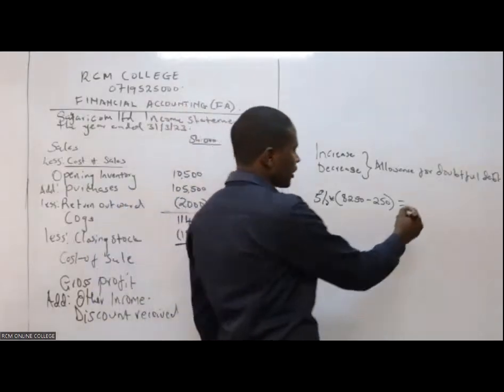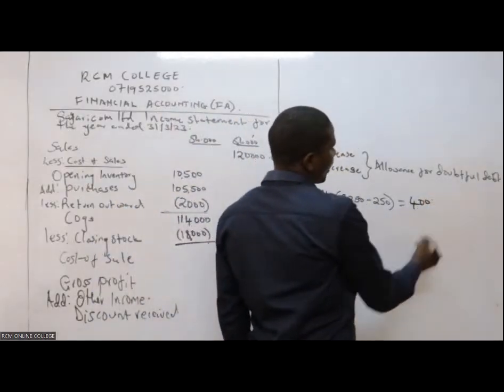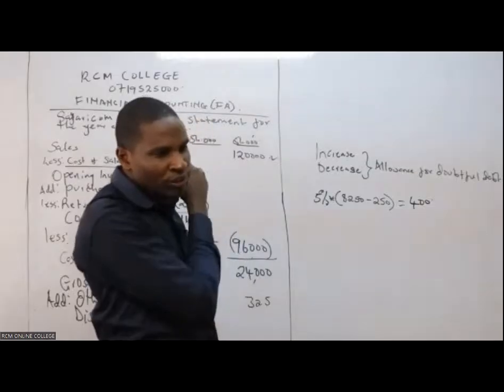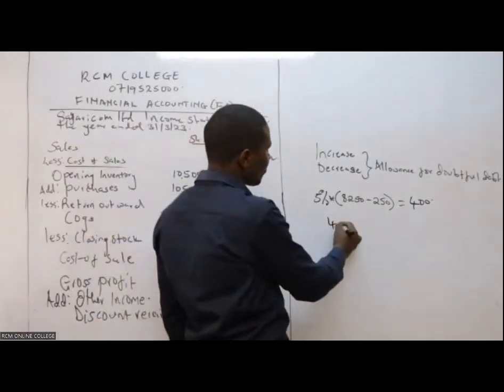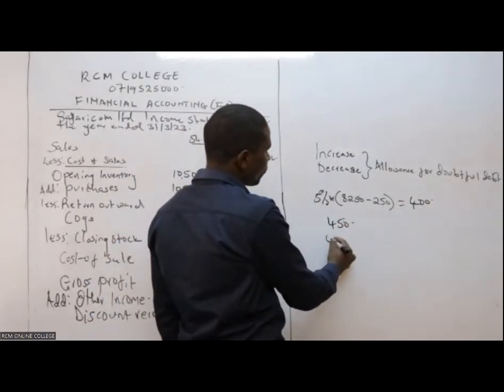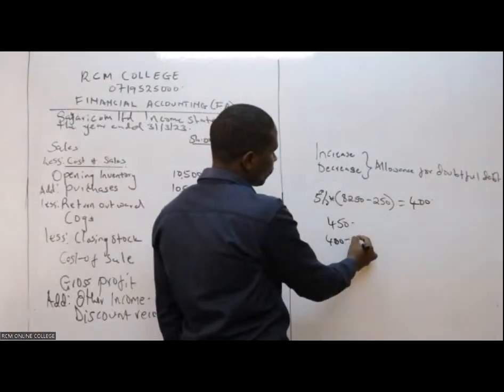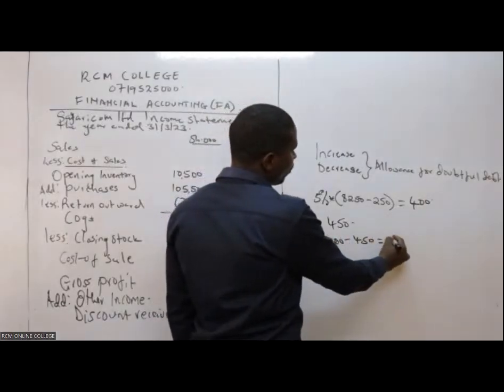400. And the provision was for 450. If you look at the provision, it was for 450. So it will be 400 minus 450, which will give you minus 50.